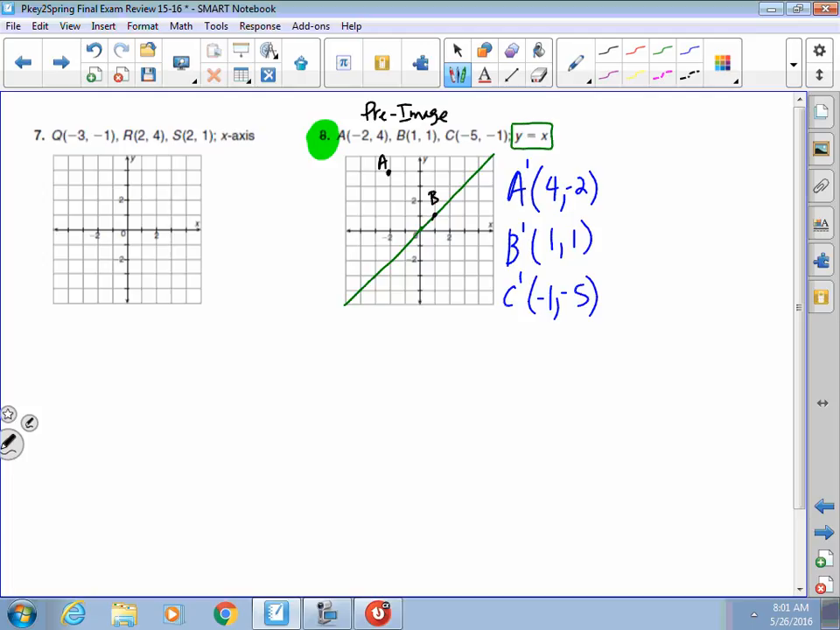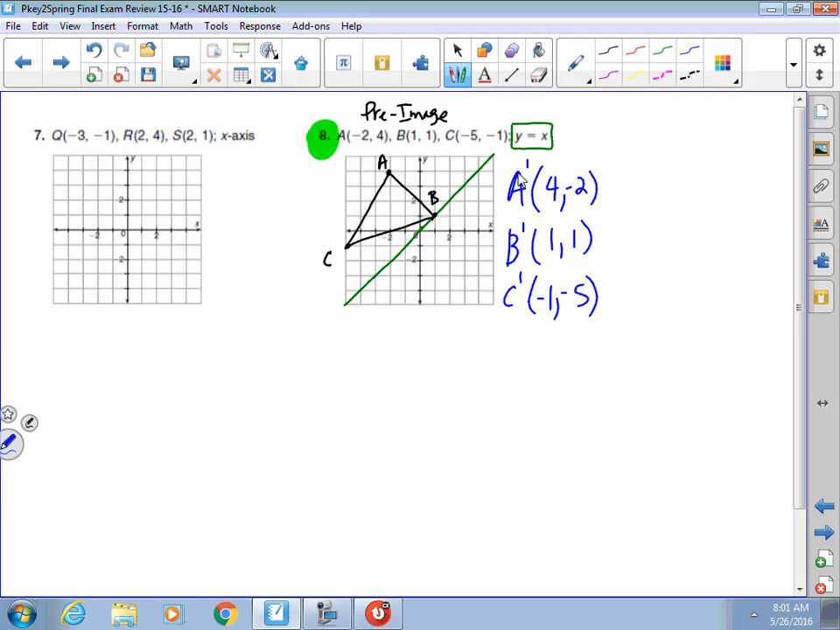That's B. And C was negative 5, 2, 3, 4, 5, negative 1. There's C. We connect them. And then we have to reflect them over that line. So that means it has to be equal distance. They have to be perpendicular. So you would have to do opposite reciprocal slopes, but just memorize the rule, guys.